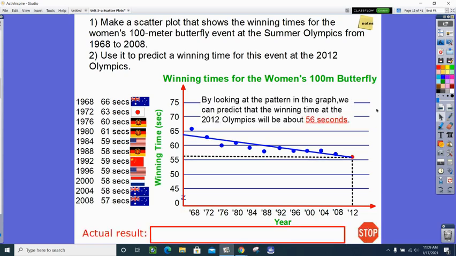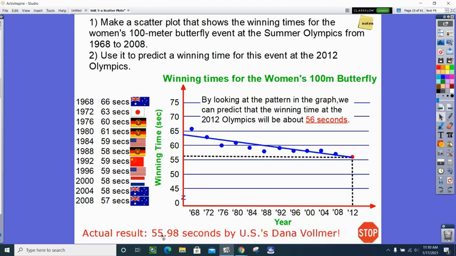Okay, so here now is where I'm going to draw. This time I would have put my vertical line up to hit my trend line and then horizontal over. And so that's what I'm thinking the winning time is going to be, which looks to be about 56 seconds. So now I went out and looked on Google to see how close we were. And it was actually 55.98 seconds. US won in 2012. Dana Vollmer won this event, and we were pretty close with our prediction.